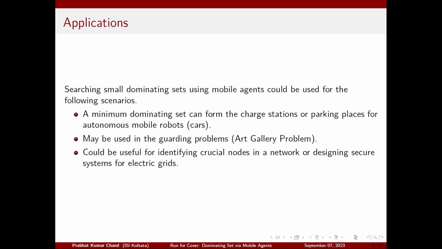Finding small dominating set using mobile robots could be useful in the following scenarios. A minimum dominating set can form the charge stations or parking places for the autonomous mobile robots represented by the cars. It can also be used in guarding problems like the famous art gallery problem. Also, they could be useful for identifying crucial nodes in a network or designing secure systems for electrical grids.